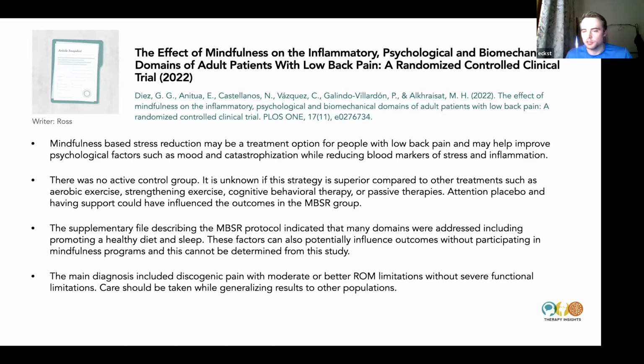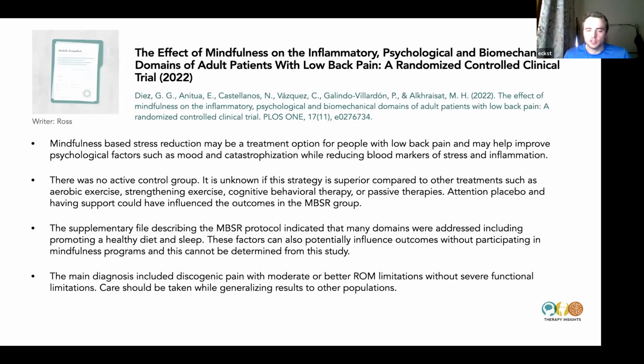And then also attention placebo. The group that did this had 30 hours of one-on-one time, whereas the other group had basically none. And we know that that can influence outcomes as well. So, like I said, there are some weaknesses to it. Something else to consider is they did talk about diet and sleep. We know that diet can influence inflammation, and sleep can influence basically everything from your mood to everything else. But I thought it was an interesting study because it demonstrates that we can at least use this as an option and make a difference with people who catastrophize.